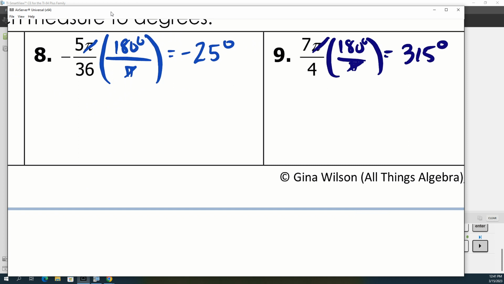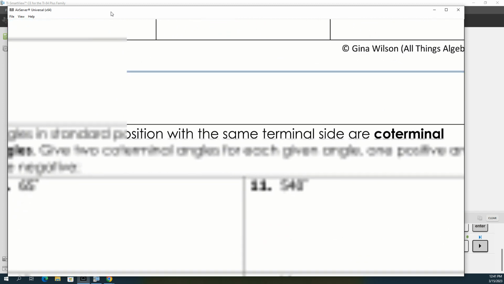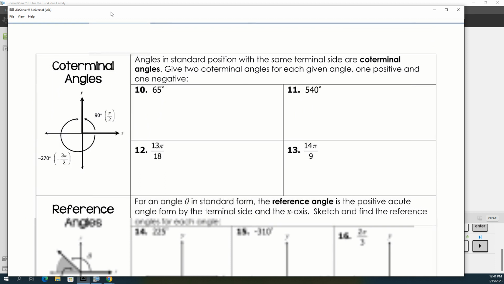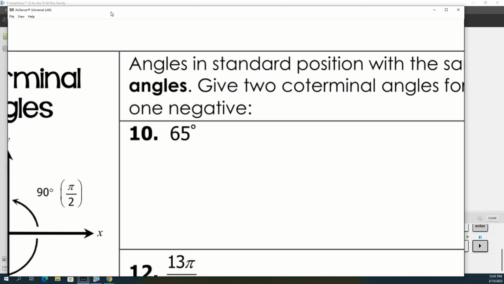Okay, now we are going to talk about one more thing today, and it is coterminal angles, which is the first thing on the back. So let me explain to you what a coterminal angle is. I'm going to try and draw, I'll zoom in and draw it up here.